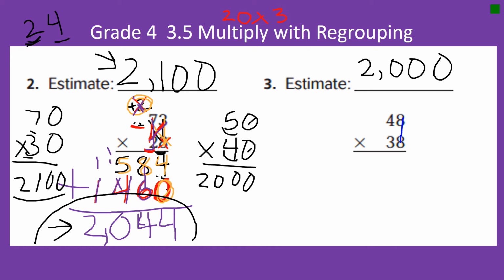8 times 8 is 64. I'm just going to help you along there. 64. Right? Now don't forget, that 4 is in the ones place, so it makes sense that the 4 stays in the ones place. Now we're going to go 8 times 4. 8 times 2 is 16, double 16, it's 32. 32 plus 6. Now, if you can't do 32 plus 6 mentally, write it down. Hang on a second. That's too hard to read.